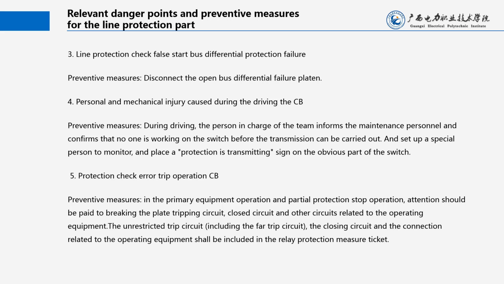Preventive measures. In the primary equipment operation and partial protection stop operation, attention should be paid to breaking the plate tripping circuit, closed circuit and other circuits related to the operating equipment, the unrestricted trip circuit, including the FAR trip circuit, the closing circuit and the connection related to the operating equipment shall be included in the relay protection measure ticket.